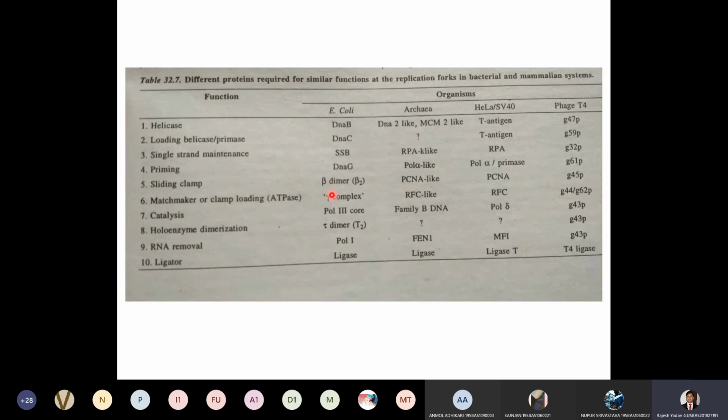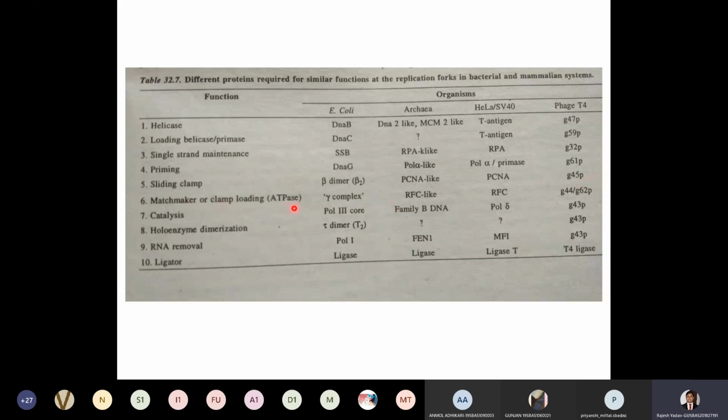And in place of that is a beta dimer, I have put that sliding clamp or beta dimer. Or in the archaea, it is a PCNA-like protein, and the same PCNA in the HeLa virus, or in the eukaryotes, we will study about the eukaryotic replication. So we will also find that in the human PCNA is present. In the phage T4, G45P is present.